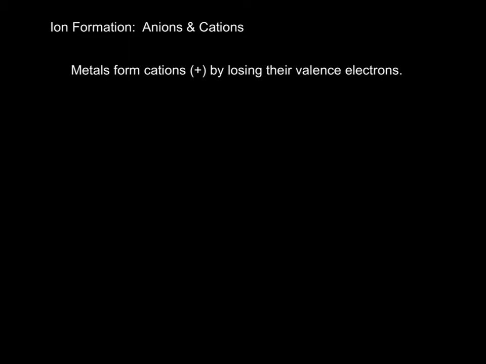So far, we've only talked about atoms, where the number of protons and the number of electrons are the same. Now we're going to talk about ions, which have positive or negative charges because the atom has lost electrons or gained electrons. So metals form cations. Cations have positive charges, and they achieve this by losing their electrons.